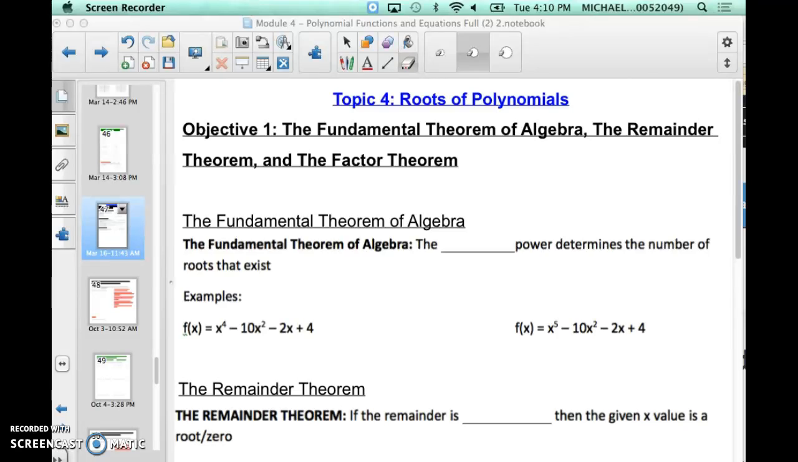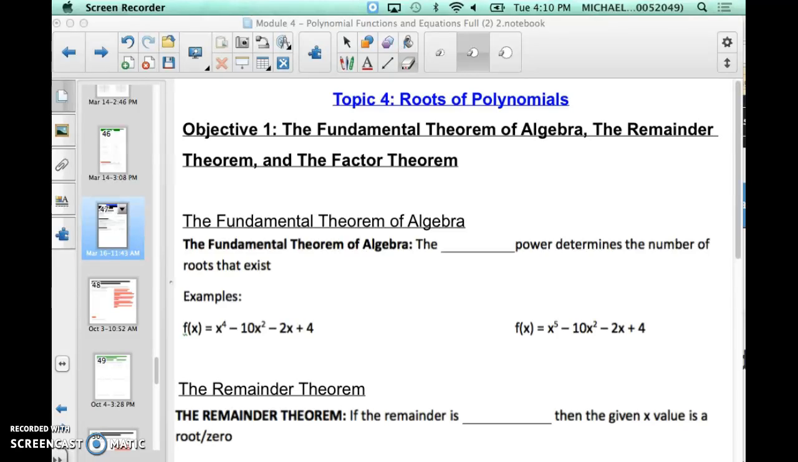Topic 4, roots of polynomials. This topic is all about finding the roots of a given polynomial. Another way to think about it is eventually we're going to solve polynomials to find out all of the roots or zeros that exist within the polynomial itself. And we're going to do this algebraically.